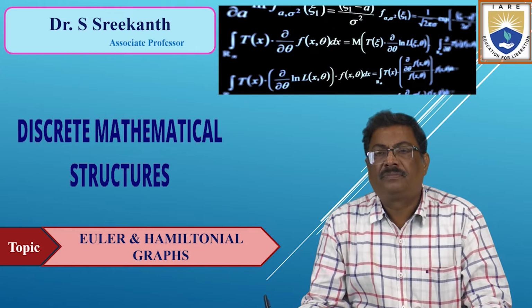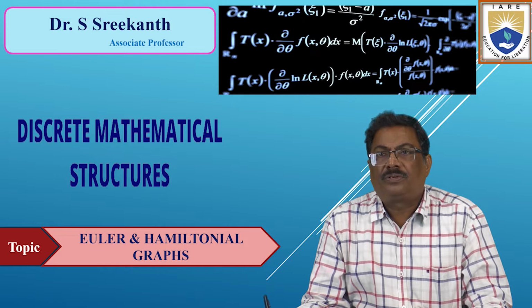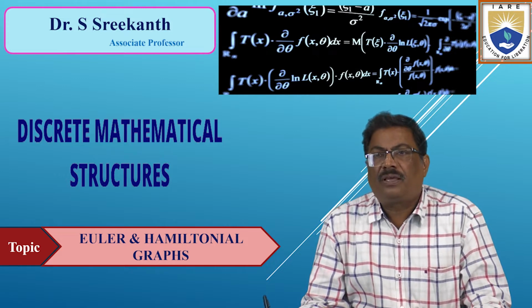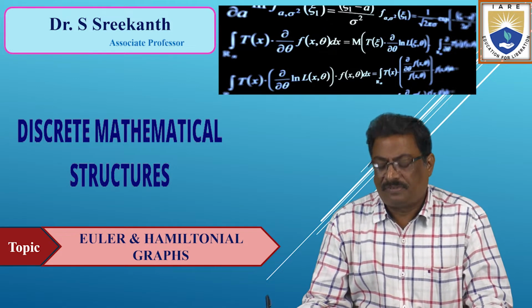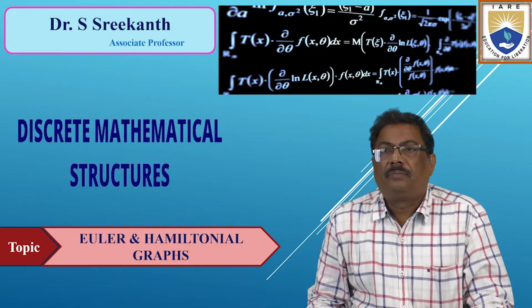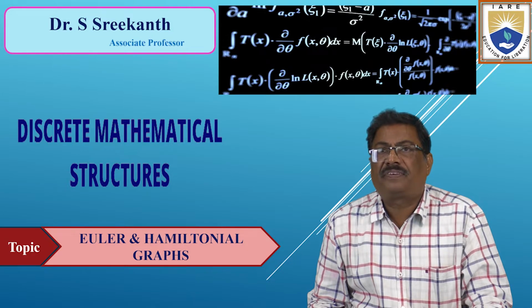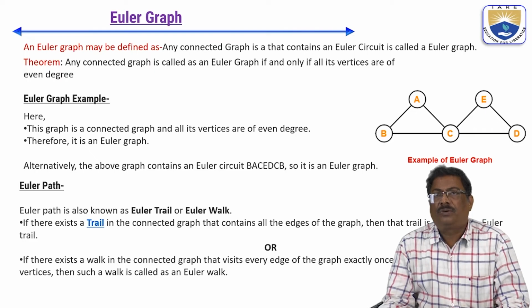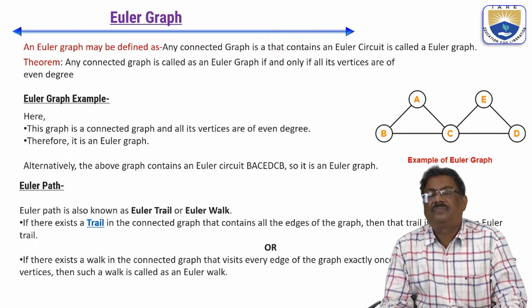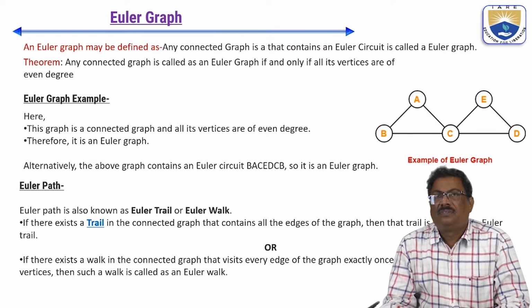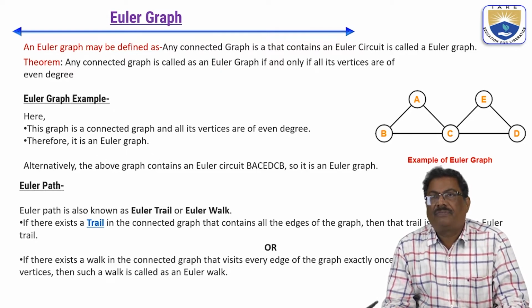Welcome to the session. Today we are going to discuss Euler graphs and Hamiltonian graphs. In the previous session we discussed walks and their classification. Now we are going to discuss Euler graphs and Hamiltonian graphs. Now what is meant by a Euler graph?